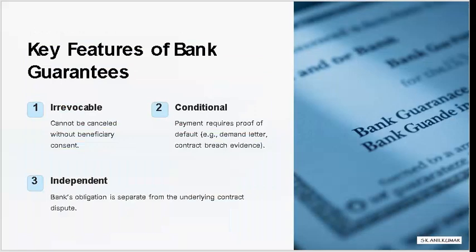Guarantees are always irrevocable. They can be cancelled only with the consent of the beneficiary. It is conditional in the sense that proof of default, in the form of a statement or submission of the original copy of the guarantee or a statement that the contract has been breached, something like that, might be called for as a condition to trigger the payment. Otherwise, guarantees are unconditional. There is no condition outside the guarantee. Guarantees are independent because the bank's obligation is separate from any underlying contract dispute.